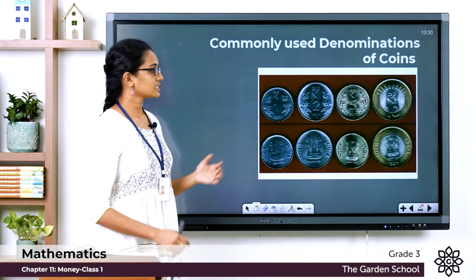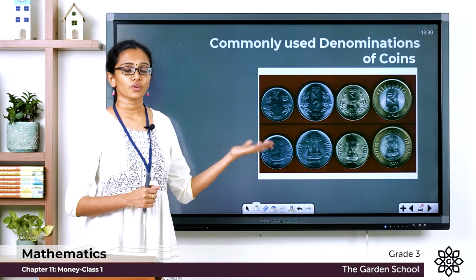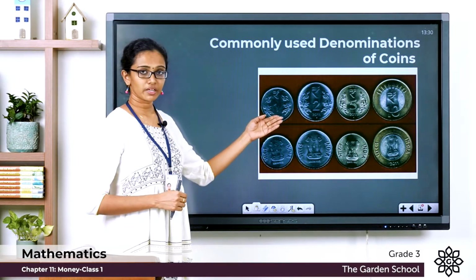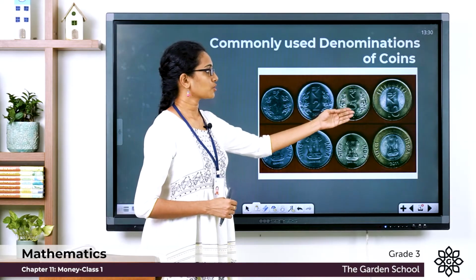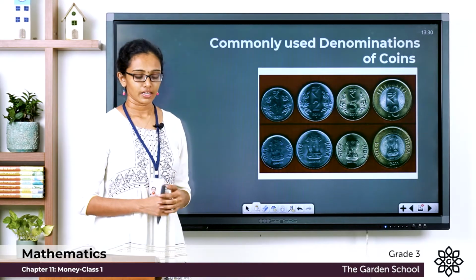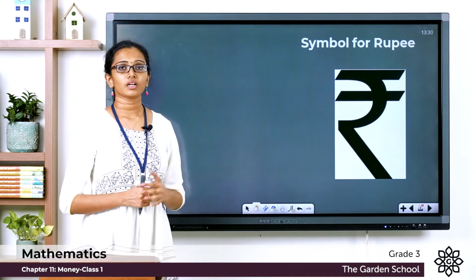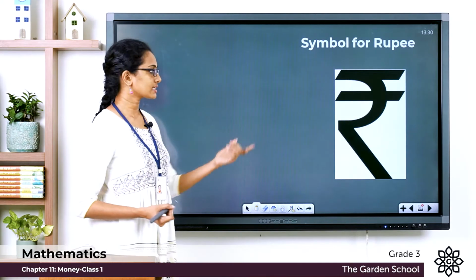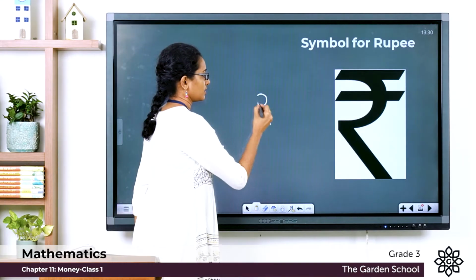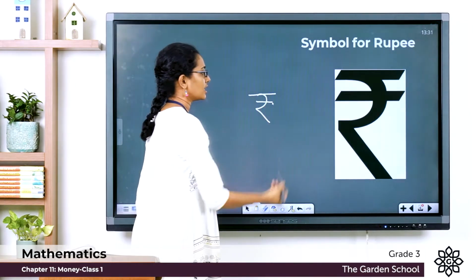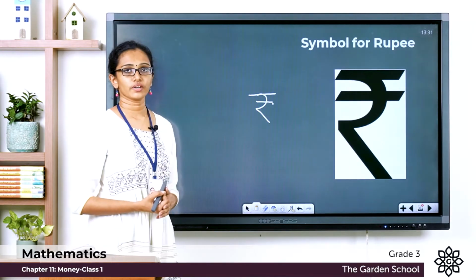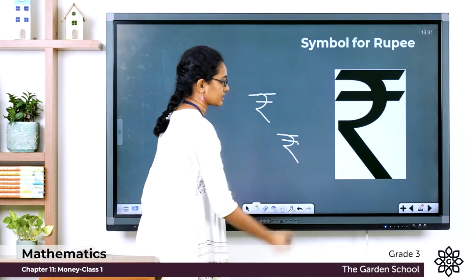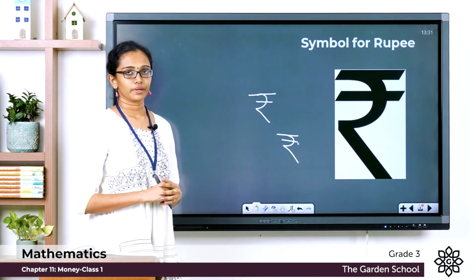Now, we will see some commonly used denominations of coins. You can see both sides of the coins here. So, here this is the 1 rupee coin, the 2 rupee coin, the 5 rupee coin and the 10 rupee coin. Now, there is a symbol for the rupee. So, this is the symbol for rupee. Let's see how we can write this symbol. First, it is written like the Hindi letter Ra, then a horizontal line. I'll show you one more time like this. This is the symbol for the rupee.